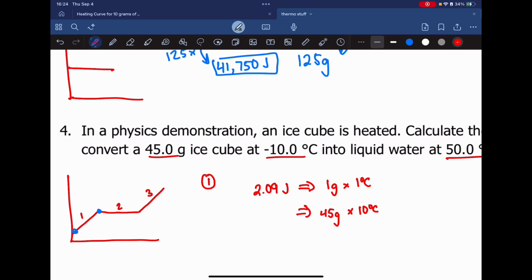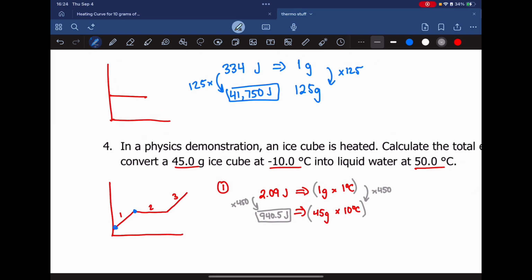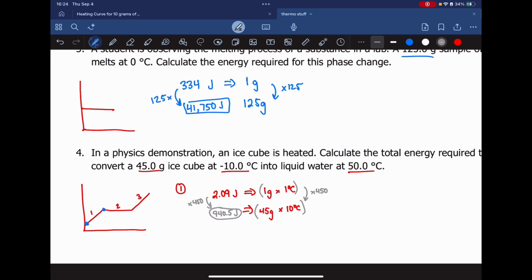All right, so now I need to think, what is the scale factor to get from the top quantity to the bottom quantity? Well, of course, I have to multiply by 45, and I have to multiply by 10. So that is multiplying by 450. So over here, I will multiply by 450. 2.09 times 450. I get 940.5 joules. Sorry, I shouldn't have boxed that because it's not my final answer. It's just the answer for segment 1.